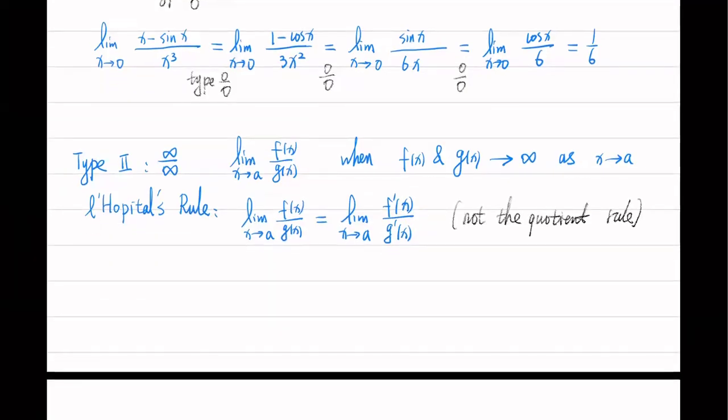So let's start with first. Let's check this function f(x) equals e to the x. What happens if x goes to infinity? The exponential function goes to infinity. What happens if x goes to negative infinity? All right, okay, perfect.